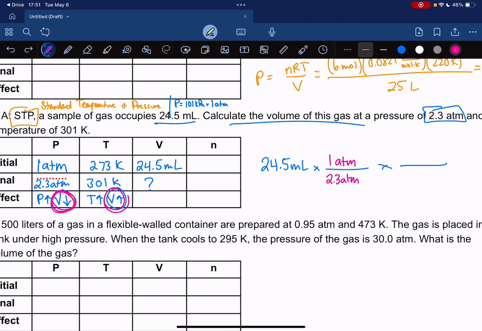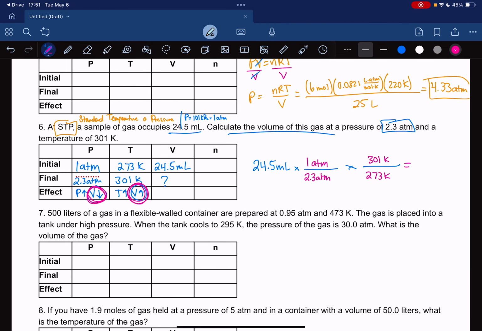Now my temperature, on the other hand, is making my volume go up. So for this one, I'm going to put the 301 Kelvin on top of the 273 Kelvin. Put the bigger number on top this time. And now I can just punch these numbers into my calculator and I'll get the right answer. So let's go 24.5 times 1 times 301 divided by 2.3 divided by 273. I got 11.7. So that is 11.7 milliliters. There's my answer.